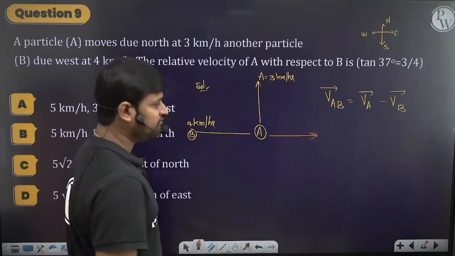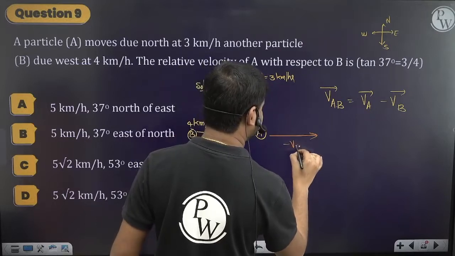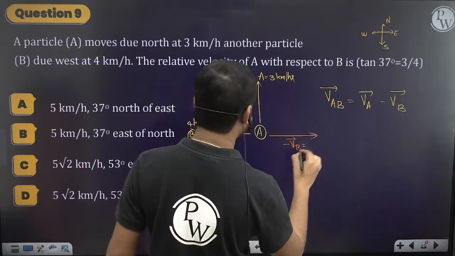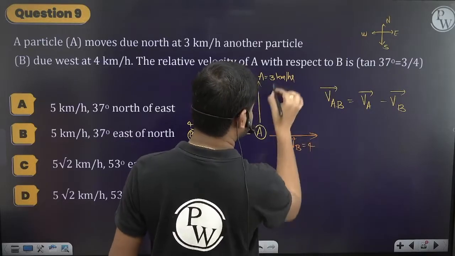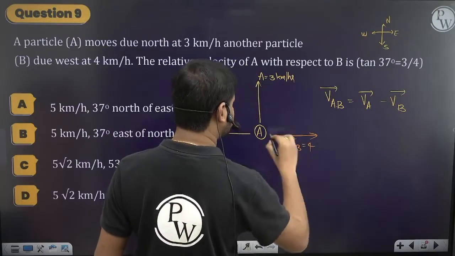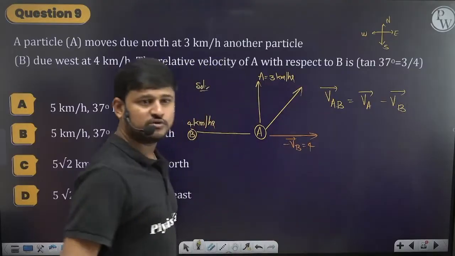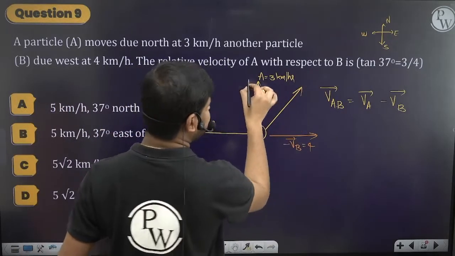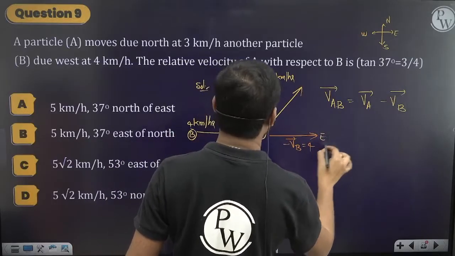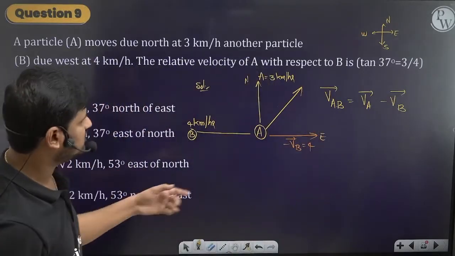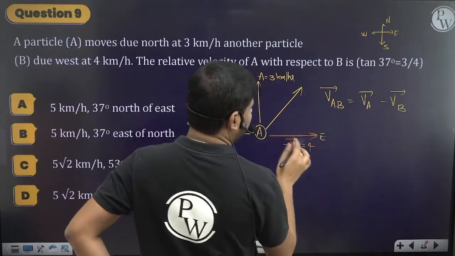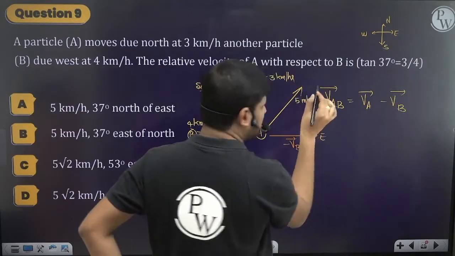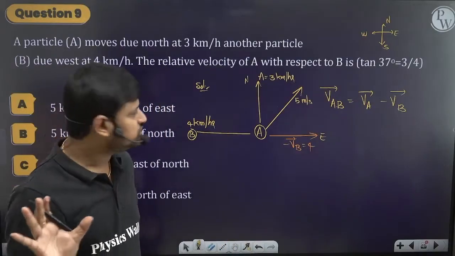This is VB, this is minus VB. Yes or no? So the resultant of these two, this is 4 and this is 3, is this one. This is going to be the resultant. In which direction? This is north, this is east, so it is going to be the north-northeast direction. Obviously, if it is 3 and 4, this is 5, so it is going to be 5 meter per second. Basic knowledge, we are just doing the basic things.